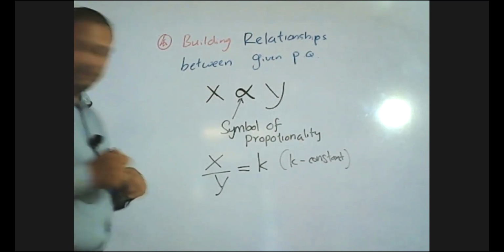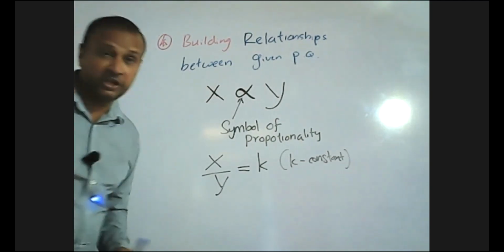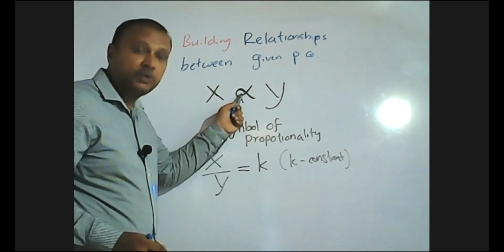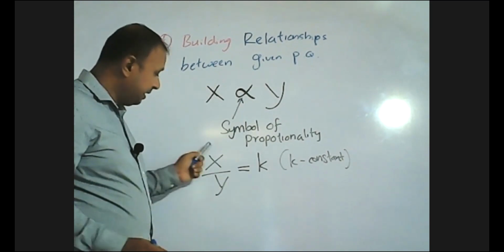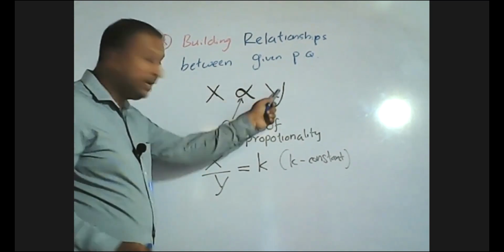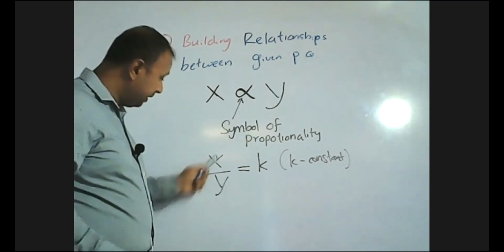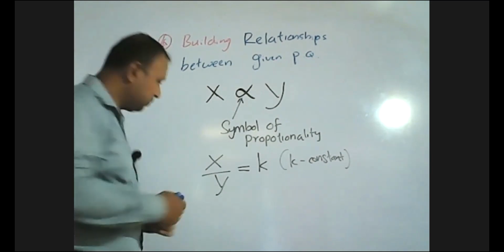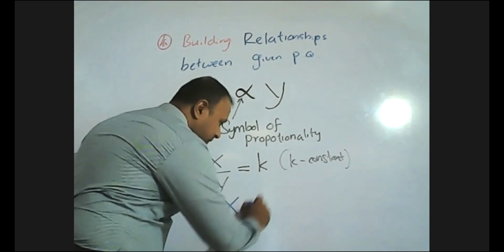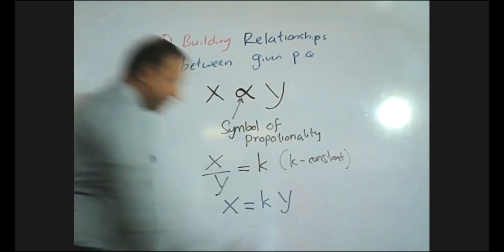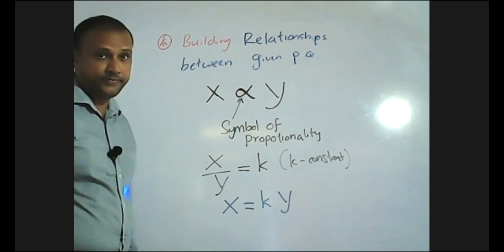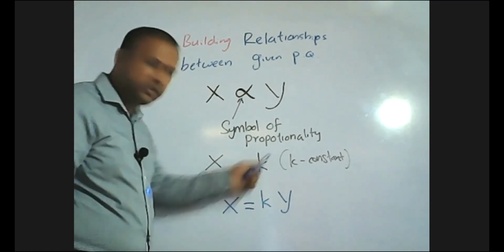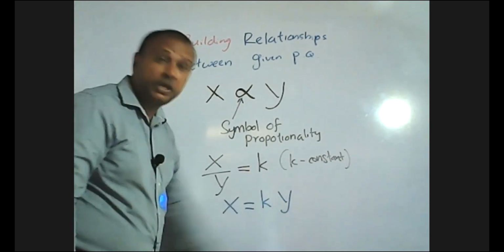So I can use this definition to replace this symbol, because if these two physical quantities are directly proportional, the ratio between them is equal to a constant. So x over y equals k, and we can do the cross multiplication and write x is equal to ky.